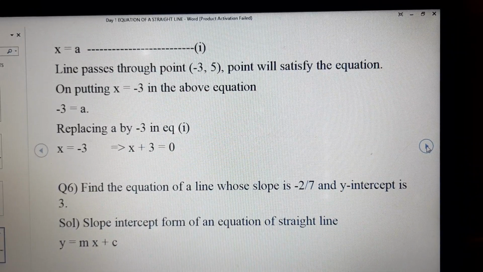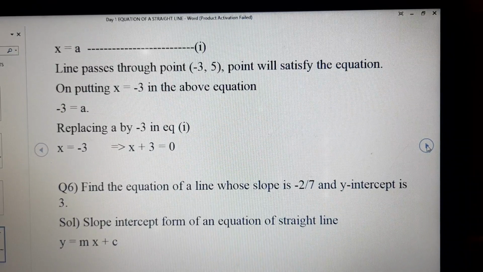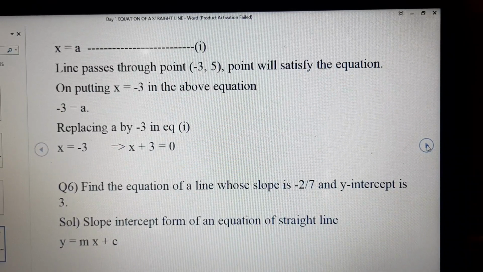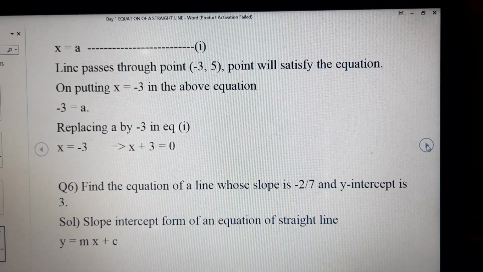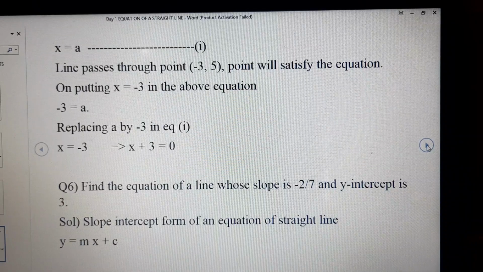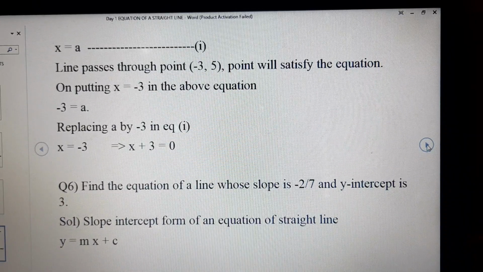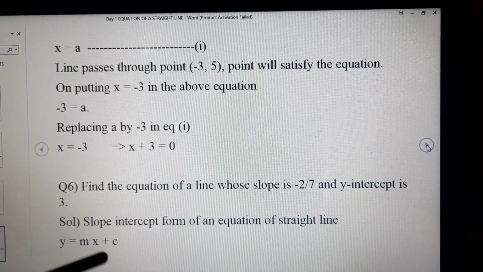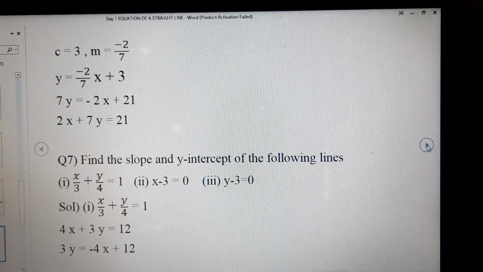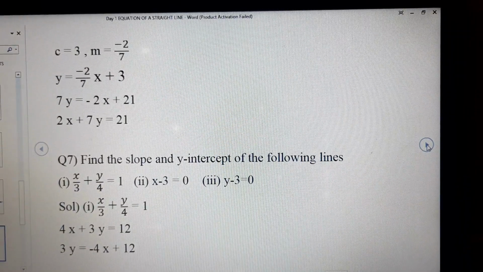Moving on to next question, you have to find the equation of the line whose slope is minus 2 upon 7 and y-intercept is 3. Two things are given, y-intercept c is given and slope m is given. So slope-intercept formula is y is equal to mx plus c. We will substitute m by minus 2 upon 7 and c by 3.